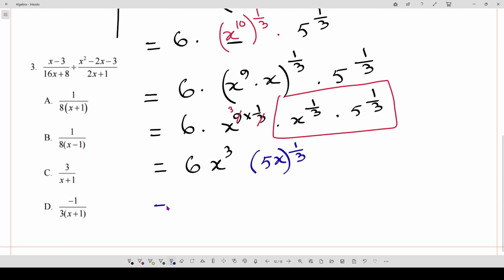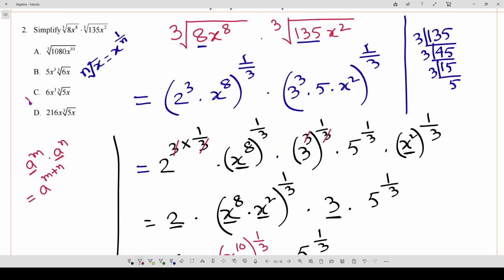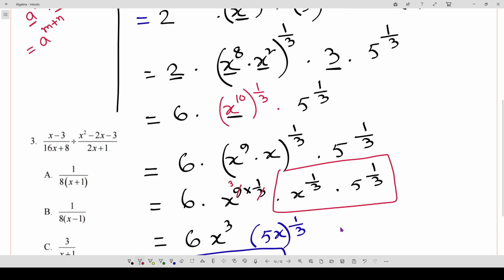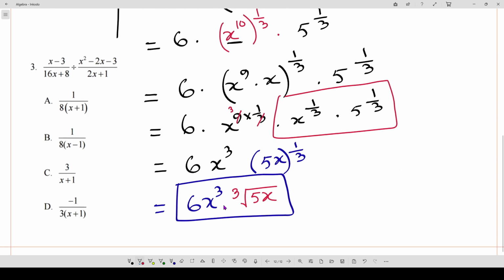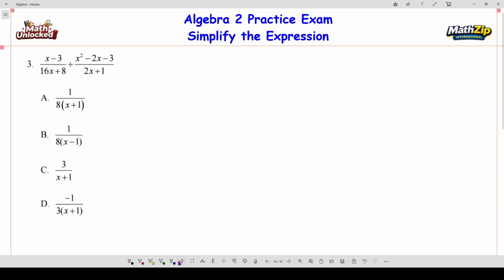Look, 6x cubed, with the power 1 by 3, we can write as the cube root of 5x. It is the same thing, and this is our exact answer: 6x cubed times the cube root of 5x. Look, 6x cubed cube root of 5x.